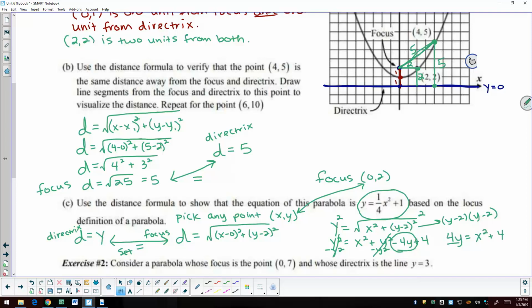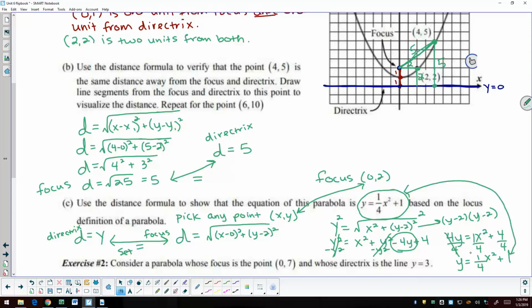And then to get y alone, I'm going to divide everything by 4. So if I divide this guy by 4 and this guy by 4, remember there's an imaginary 1 there. That can't be reduced anymore, so I'm going to leave it as 1/4 x squared. And 4 divided by 4 is 1. Oh, look at that. We got what they wanted us to get. So we knew what the answer should be.